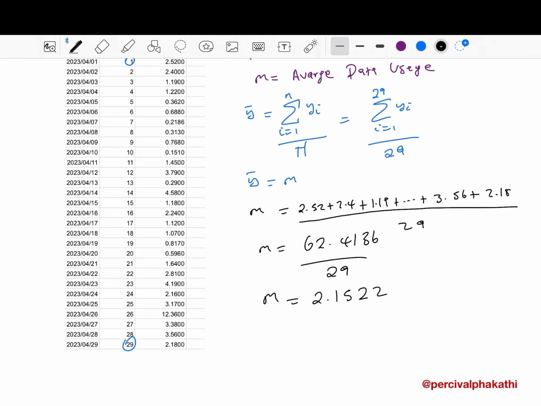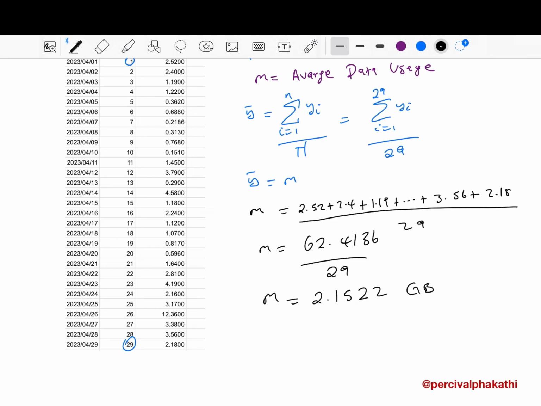So what does this mean? It means that you're spending 2 gigabytes on a daily basis. So you can now go and tell your mom, Mom, I'm spending 2 gigabytes every day. That's my average spend of data. I'm spending 2 gigabytes every day.